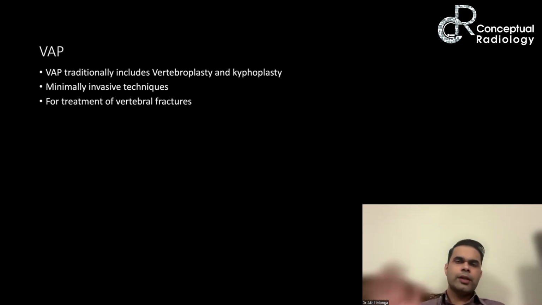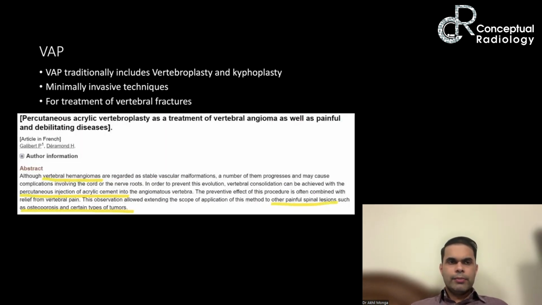kyphoplasty. The difference between vertebroplasty and kyphoplasty is that before injecting the cement, we create a bit of space by inflating a balloon within the vertebral body in kyphoplasty. You go into the vertebral body, inflate the balloon, then deflate it and come out. Then you inject the cement. Both are minimally invasive. We don't make any cuts. It's all percutaneous, and they are used for treatment of vertebral fractures.